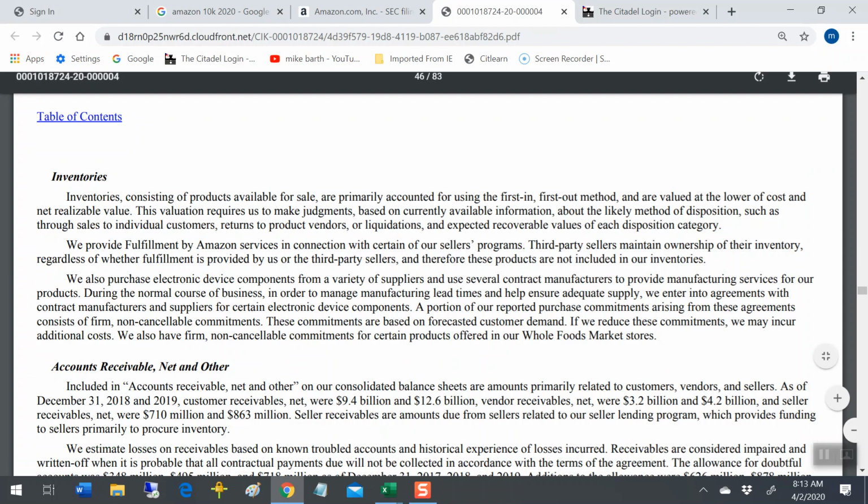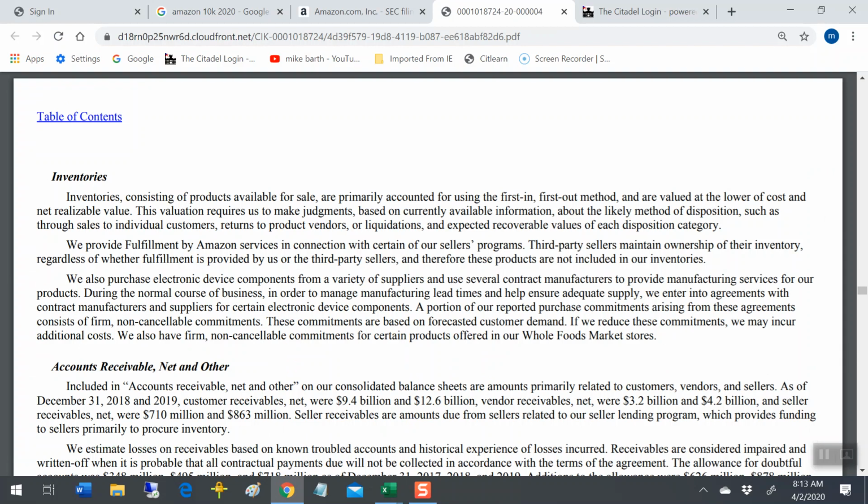All right, this is from the 2019 calendar year 10K statement that they filed in early 2020. Inventories consisting of products available for sale are primarily accounted for using the first in, first out method and are valued at the lower of cost and net realizable value.